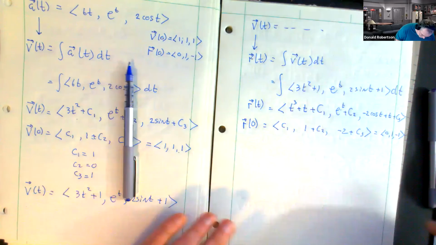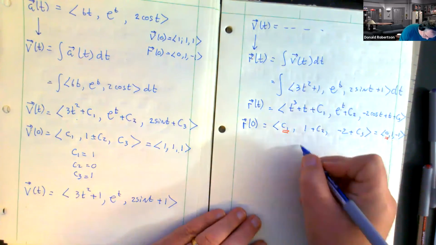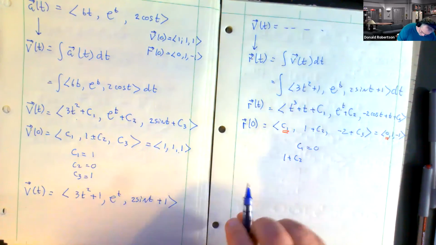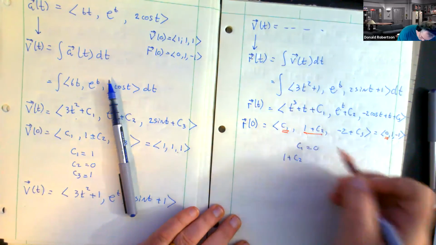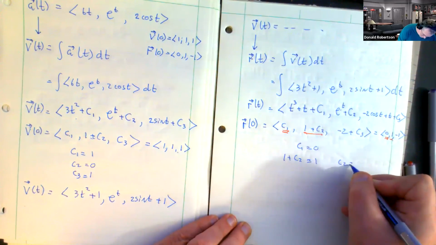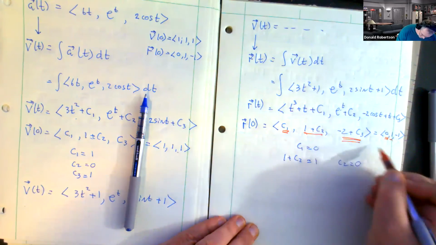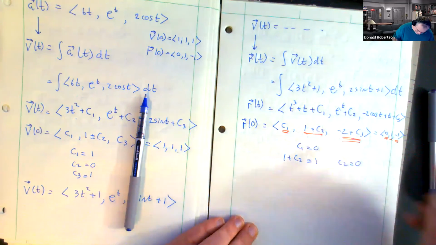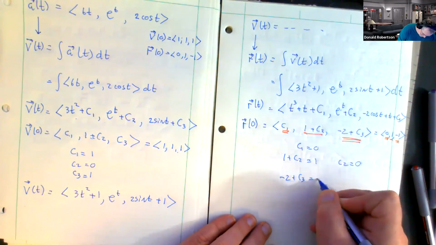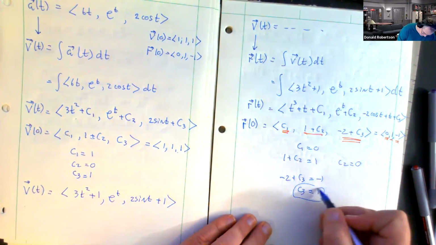And let's watch them then. C1 is 0. Well, that's easy. 1 plus c2, just that guy, is 1. That means c2 is 0. -2 plus c3 is -1. Add 2 to both sides, and you have now got c3.